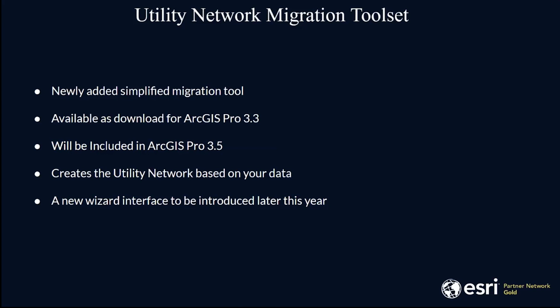So unlike the essentials and expanded model, this tool creates a utility network based on your existing GIS data without relying on the predefined models. It maps your current feature classes, fields, and relationships and annotations directly into the utility network model. The resulting model is intentionally simple and designed to support just very basic editing and tracing workflows. While it doesn't include advanced capabilities like associations or network diagrams right away, these features can be added progressively as needed. Later this year, Esri is going to be releasing a wizard interface for this tool that's going to make it even easier for organizations to migrate from the geometric network.